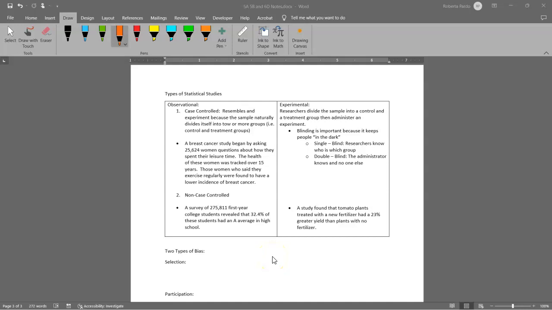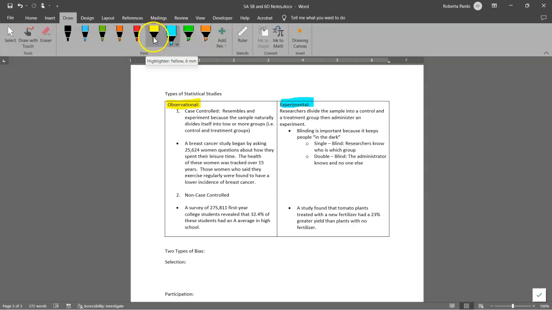There are two basic types of statistical studies. There's observational studies, and then there are experimental studies. And in observational studies, we have two different types. We have a case-controlled study and we have a non-case controlled study. And we really don't have to get into all the terminology. It's more about understanding the difference between an observational study and an experimental study.